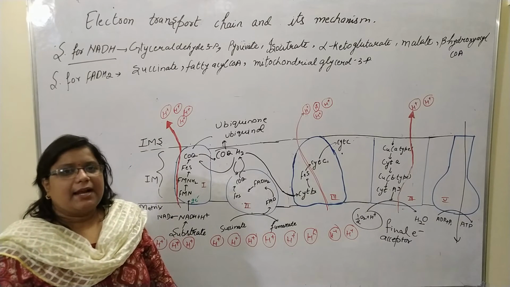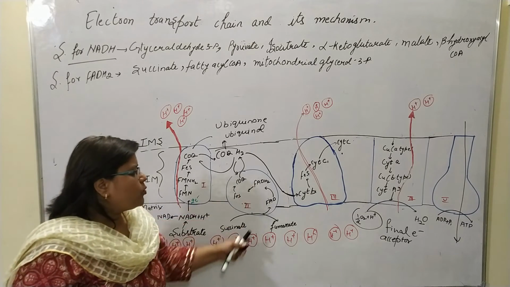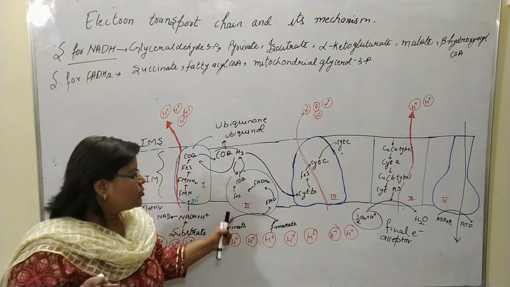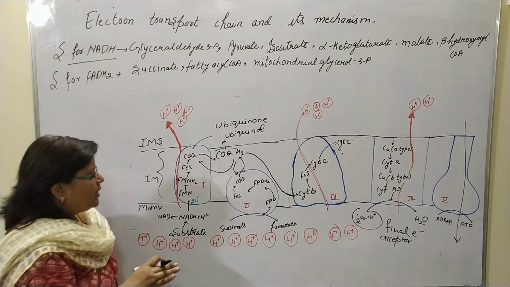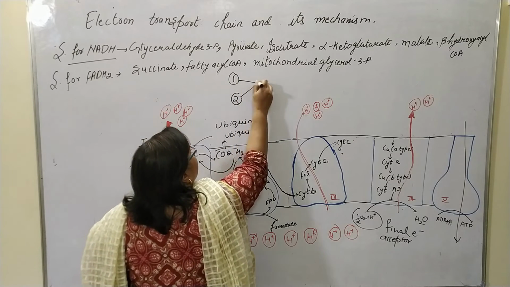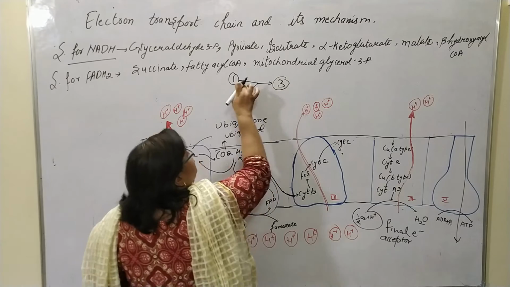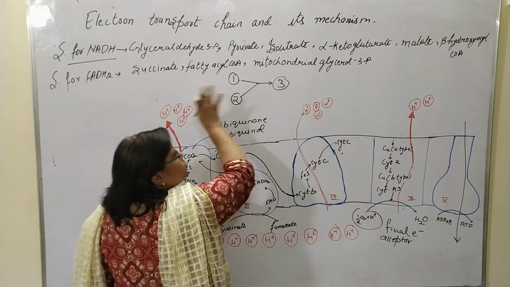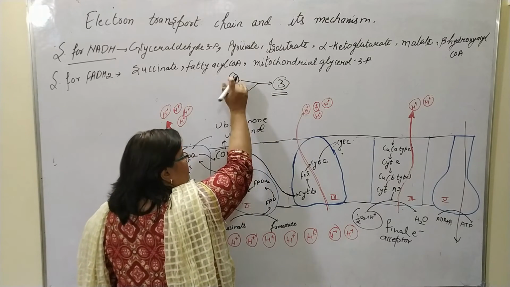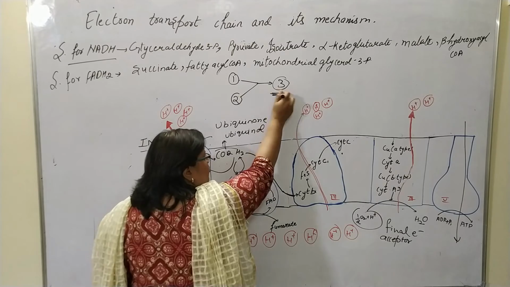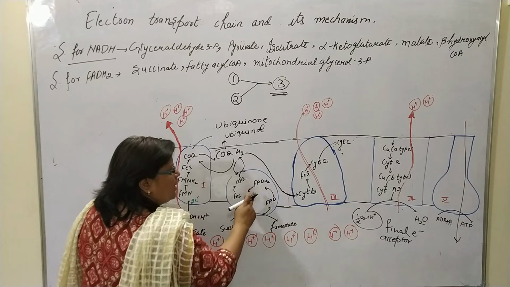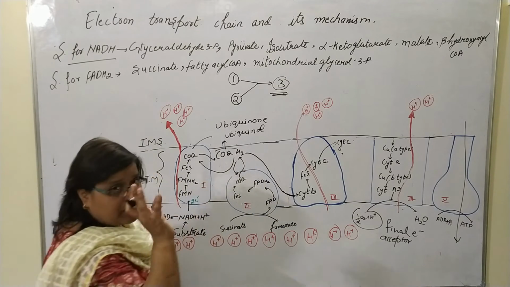Now the main thing is: where is complex 2? Complex 2 also comes into action, but complex 1 and complex 2 both will meet in complex 3. So complex 1 works separately, complex 2 works separately, and complex 3 comes into action, where complex 1 and complex 2 meet. This is the point you have to keep in your mind. What happens in complex 2? Let us see.